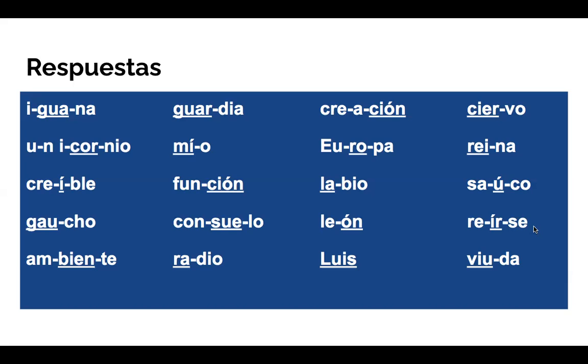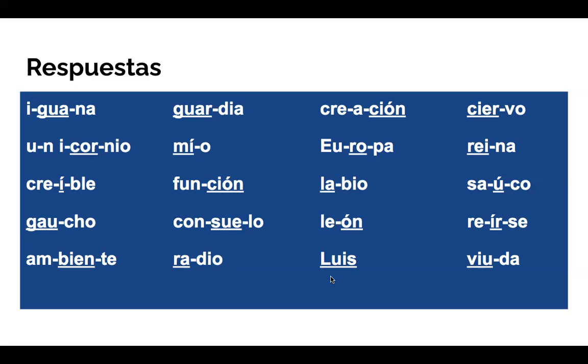The verb reírse, to laugh. The weak vowel I separates from the E, rather than having the E and the I fall into the same syllable and form a diphthong. To show that the I is strong, you put an accent on it. Reírse. Ambiente does have a diphthong. It is llana and ends in a vowel and does not need an accent. Radio has a diphthong. It is llana, ending in a vowel, does not need an accent.